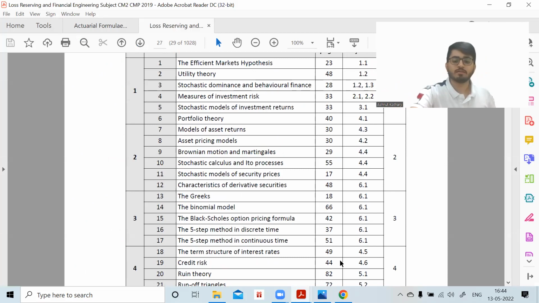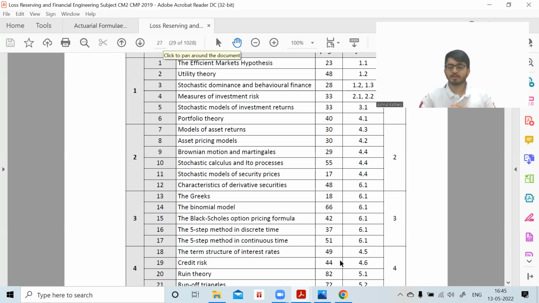So for chapter 1, that is my efficient market hypothesis. It's a theoretical chapter, should take me 1 class or so to complete. Utility theory has slight theory, mostly numericals. It could take one long class, maybe 2.5 hours, or I could do it in 2 classes. Let's take it 1 class only.